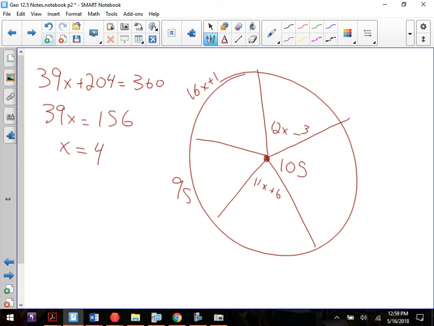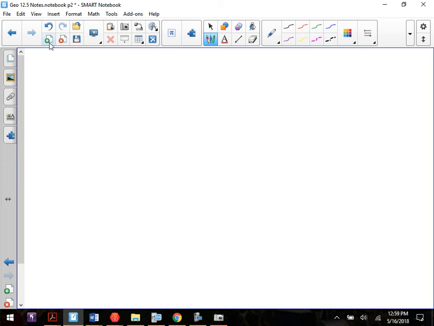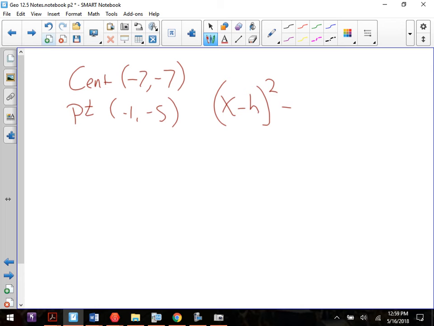If I flip over to 6, 6 is very similar to ones you guys were doing last night. You have the center at -7, -7, and you have a point at -1, -5. It's asking you to write the equation of the circle. And remember, when you're dealing with the center, that is the h and the k. So if your h and k are both -7s, that means it'll be x minus a -7, but we don't write it like that. We write it as +7, but very good. Okay, just messing with you.